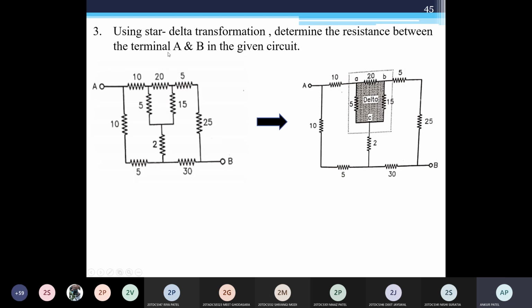So generally for any example you will be asked which method you have to apply. If star delta is asked, then you will be asked to solve this example using star delta. This is already given. Star delta transformation: determine the resistance between terminals A and B in the given circuit.